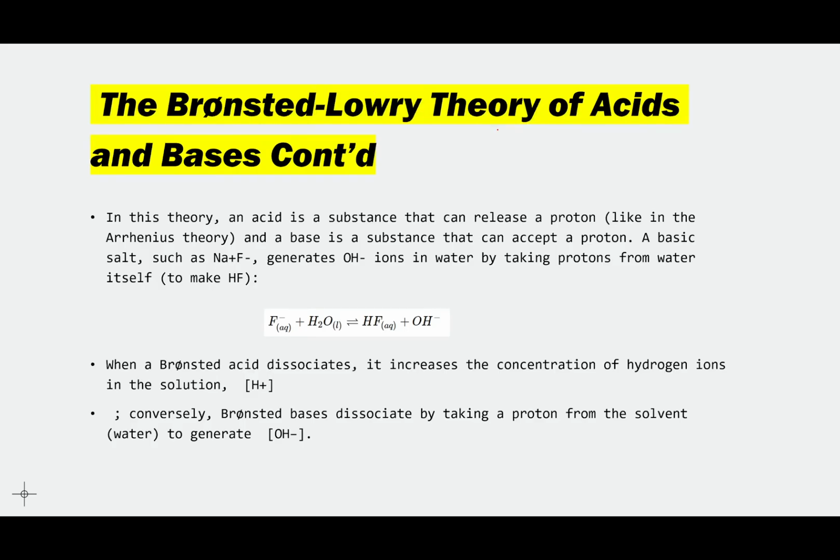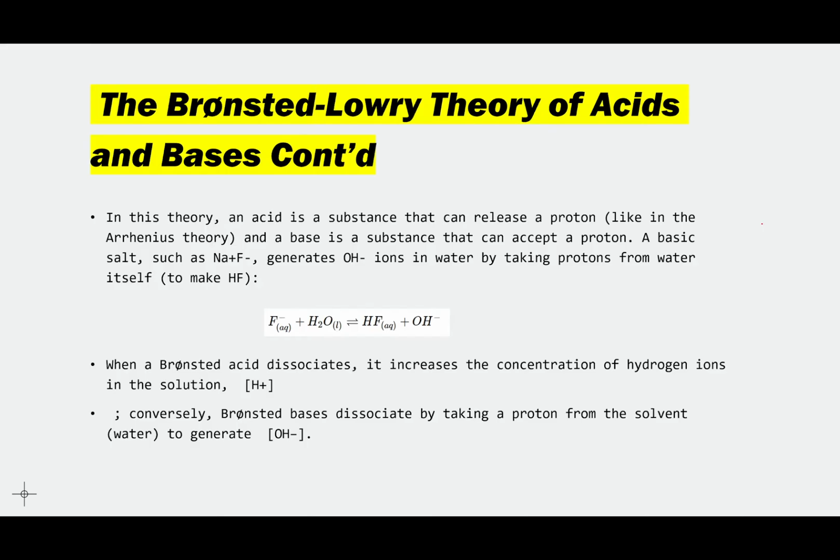So, what are we looking at here now? In this theory, an acid is a substance that can release a proton. It's similar to the Arrhenius theory, which speaks about increasing hydroxide ion concentration or increasing proton concentration. So if Bronsted-Lowry is saying that acids can donate protons, and Arrhenius is saying that acids increase proton concentration in solution, they're basically speaking about the same thing with acids.